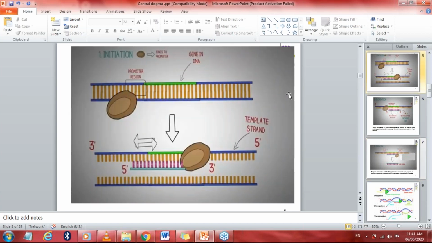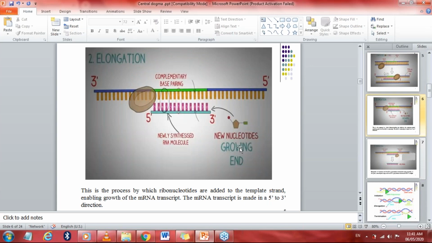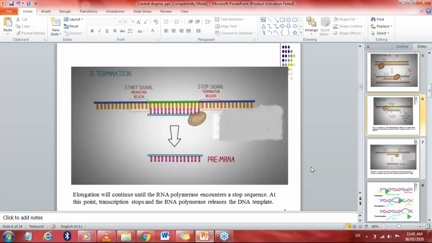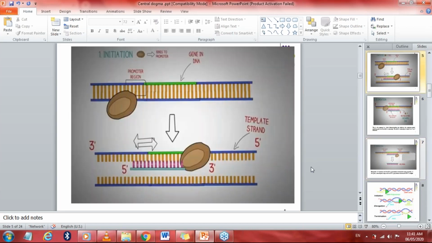Now, in the initiation step, you have to learn a small thing. The first thing is the promoter region, the promoter gene. Then after the promoter, you have to learn RNA polymerase. There is no third enzyme name. You only have to learn two enzyme names for this transcription process.